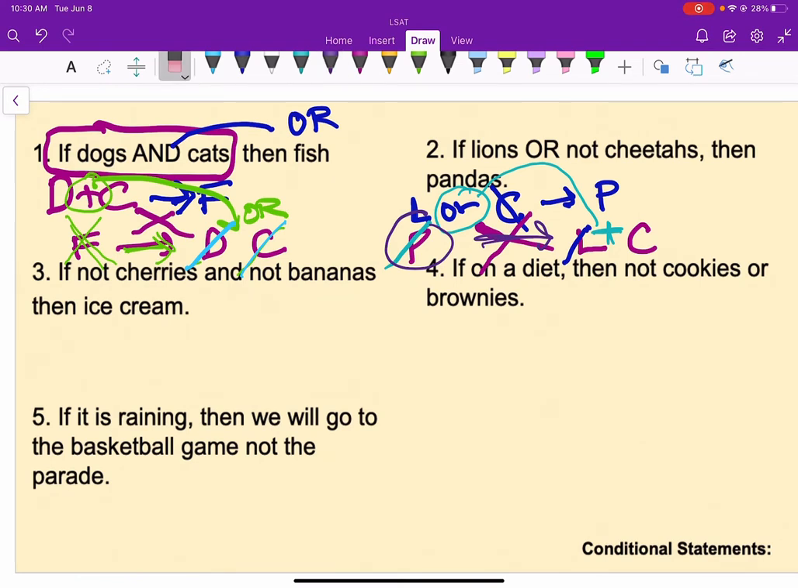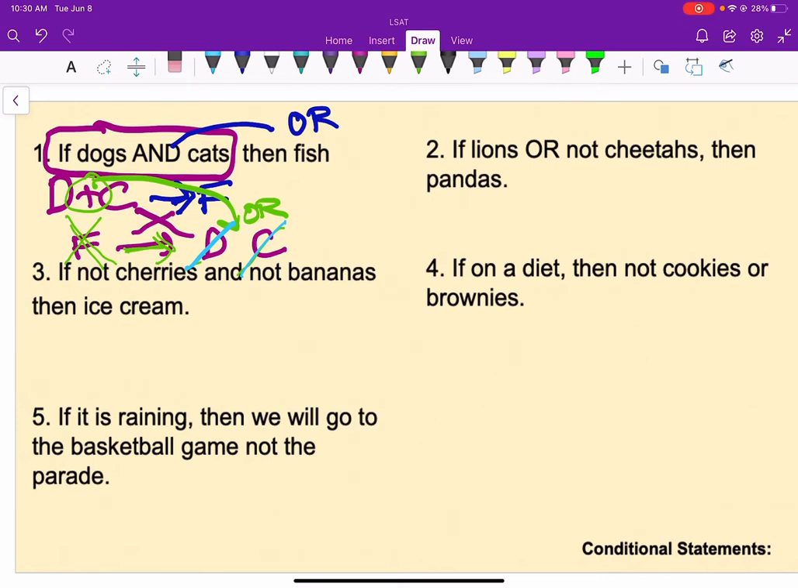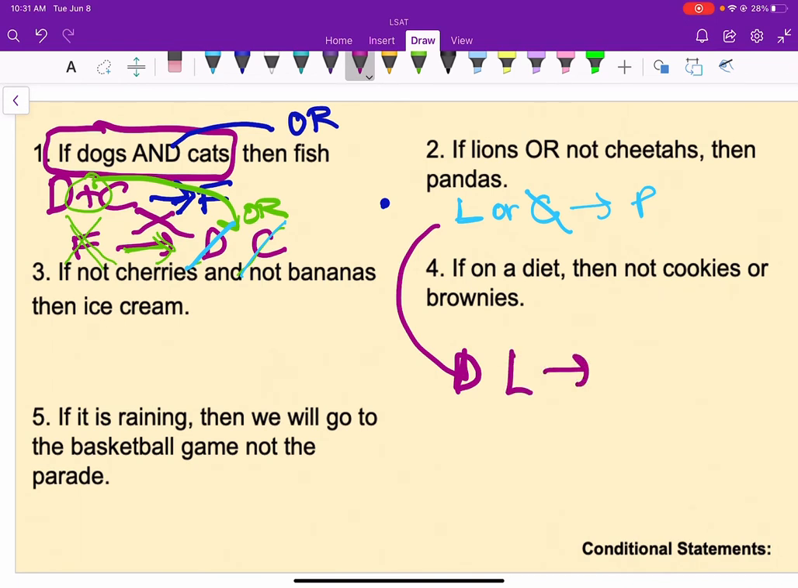Do we see how that happened? I can go through that one more time just in case. So this is saying if lion, so if I'm a lion, I'm going to make this with a smaller size pen. If I am a lion, or, so I'm going to put "or" in here, or I'm not a cheetah. So either one of these is enough to trigger that I'm a panda. So technically we could write this actually like if L is enough on its own, since we only need one of them, is enough to know that I'm a panda, or not being a cheetah is enough to know that I'm a panda.